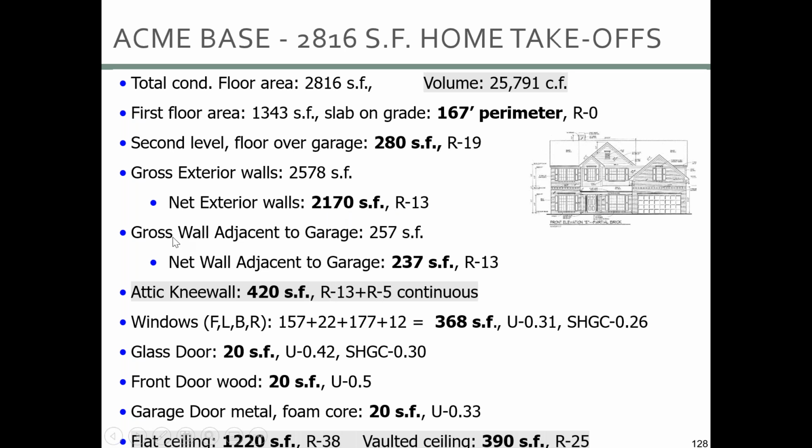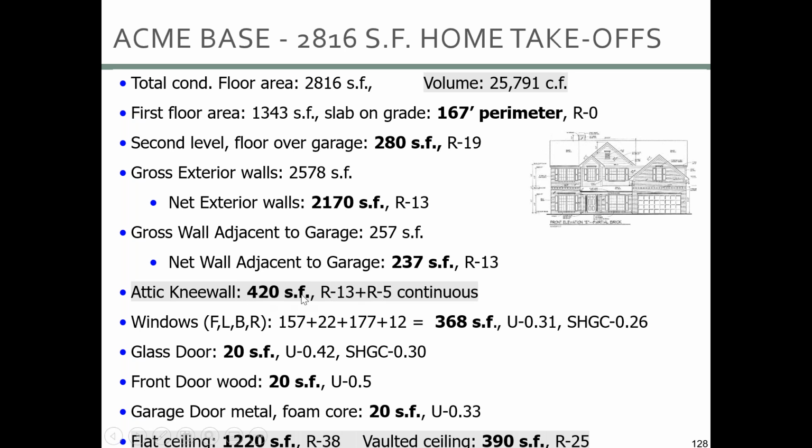And this particular house also had a different type of assembly wall adjacent to the garage, which was the same R13, and it had a door in it. So that's why its net wall is this number, 237 instead of 257. This house had some attic knee walls, and in my default, I built them with R13 plus an R5 continuous, or you could do an R19 in the cavity.